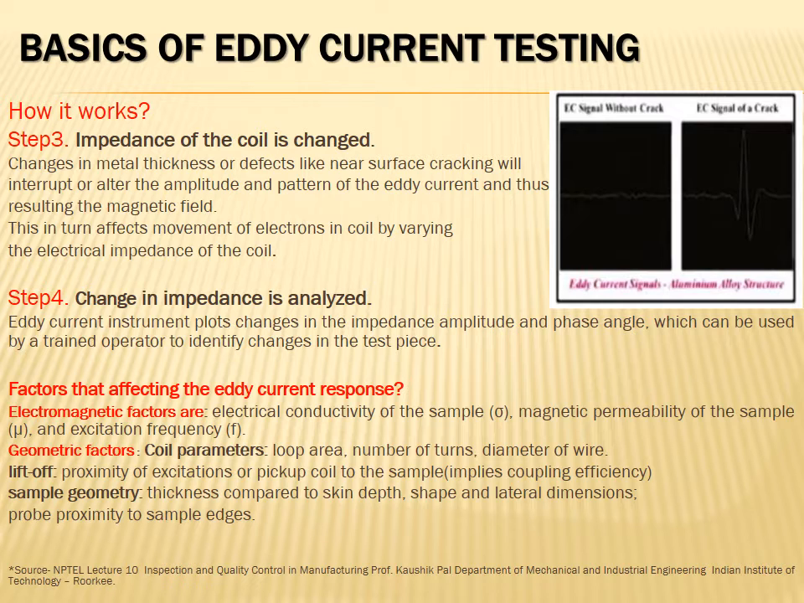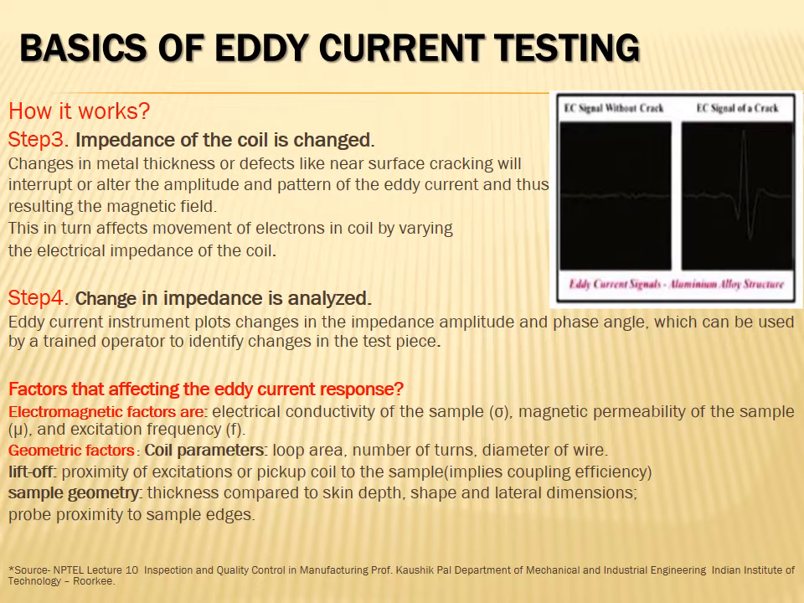Now, what are the factors affecting the eddy current response? There are two types of factors we consider: electromagnetic factors and geometric factors. The electromagnetic factors are the electrical conductivity of the sample material, the magnetic permeability of the sample material, and the excitation frequency of the coil. These come under electromagnetic factors.